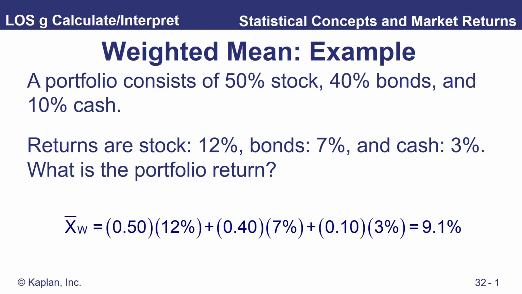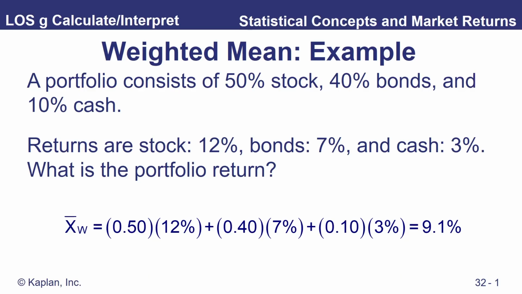My weighted mean: 50% of the equity return, 40% of the debt return, and finally 10% of the cash return. Sum it up and my portfolio has an expected return of 9.1%. So that's a weighted mean in terms of computing a portfolio mean, and the weights come from the proportions of each asset within your portfolio.